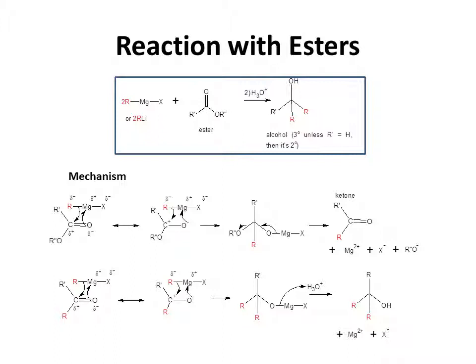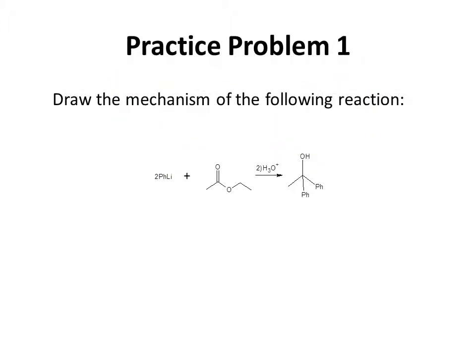Now notice I'm not even showing you the mechanism with the organolithium reagent because I want you to figure that out in a practice problem. So here it is, practice problem 1. Draw the mechanism of the following reaction. Yes, indeed, there is an organolithium reagent in this reaction with an ester to form a tertiary alcohol. So just use what you learned about the reaction of a Grignard reagent with an ester to figure this out. At this point, you want to pause the video so you can work on this mechanism, and then let the video continue to check out what the answer is.